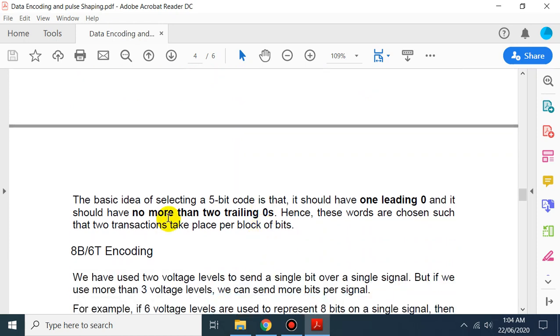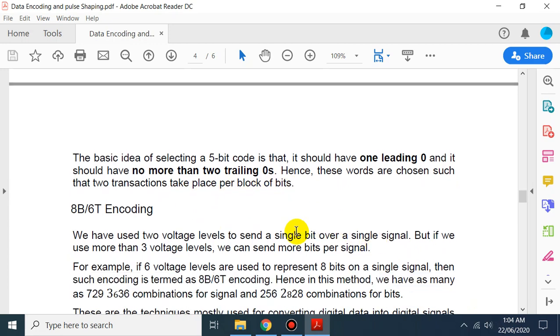Now the basic idea of selecting a 5-bit code is that it should have one leading 0 and no more than 2 trailing 0s here. Hence these words are chosen such that the transitions take place per block of bits here. Now what about the 8B/6T encoding here?